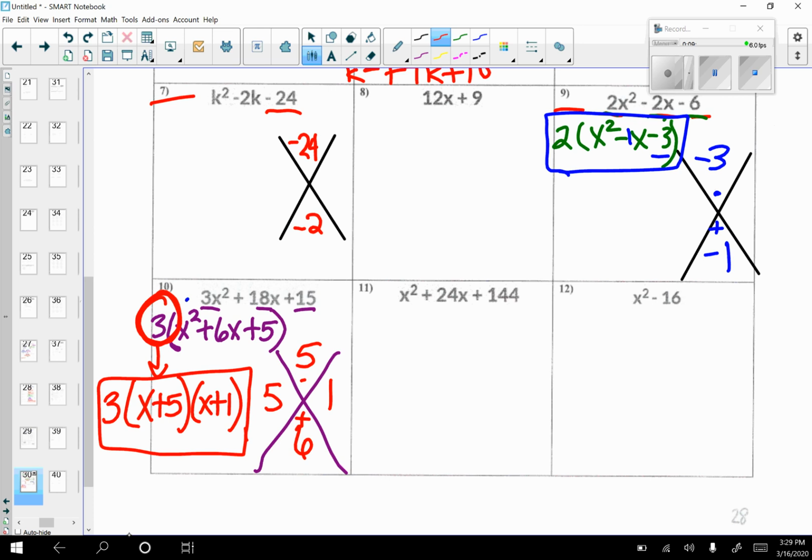All right, next one. Do I have a GCF? No, so I can start with my X method. I want to find two things that multiply to 144 and add to 24.